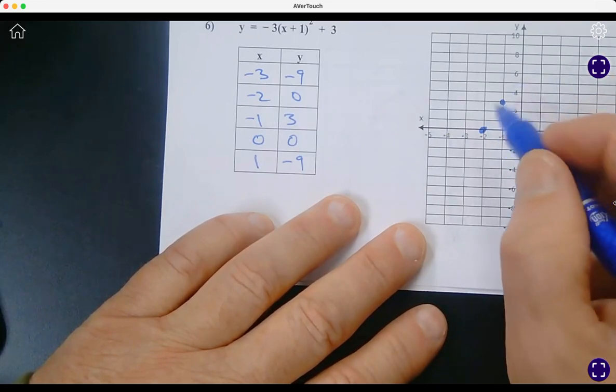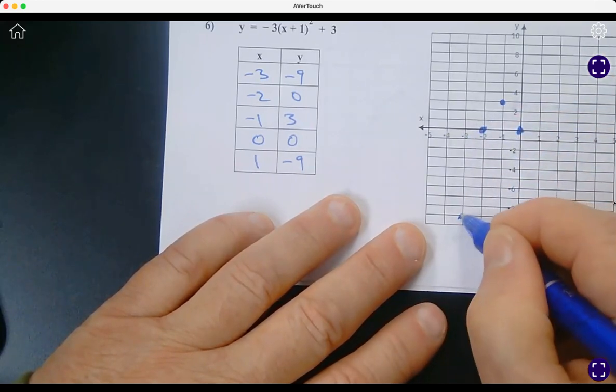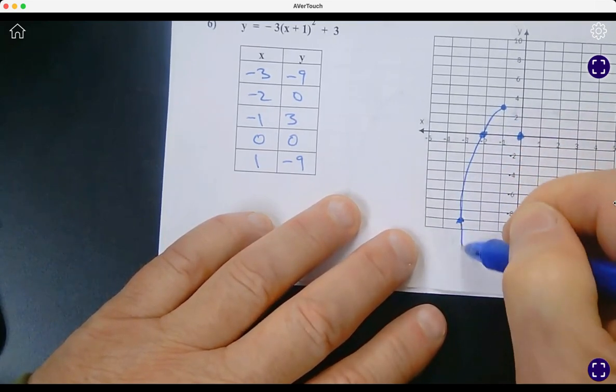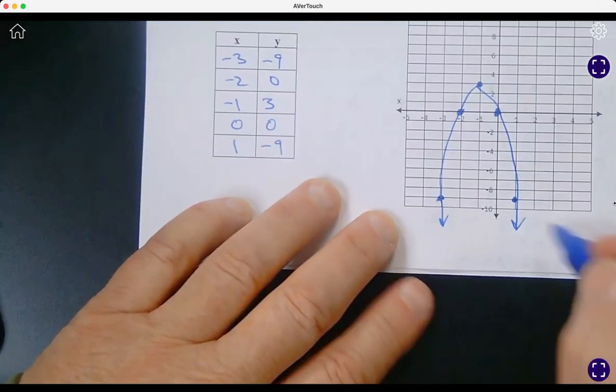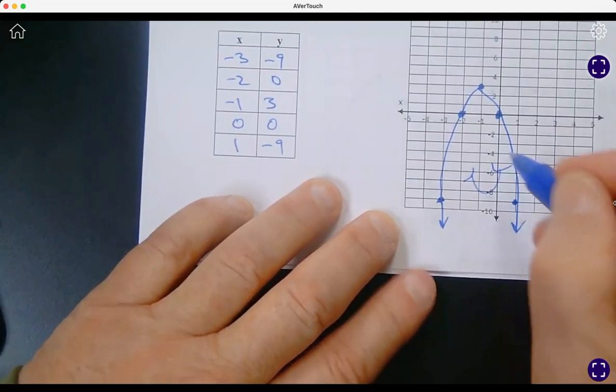All right, and then negative 3, negative 9, right there. Open down, boom. Open down, boom. That is done. Look, it looks like a smiley face.